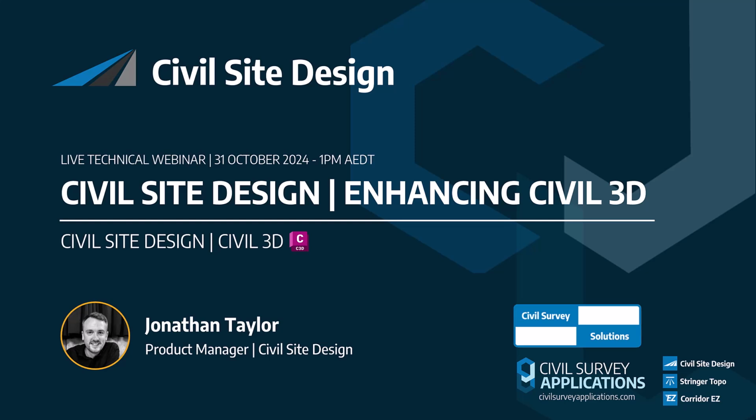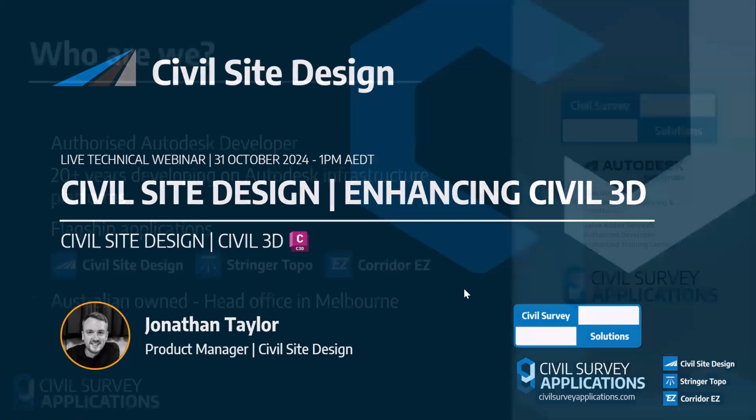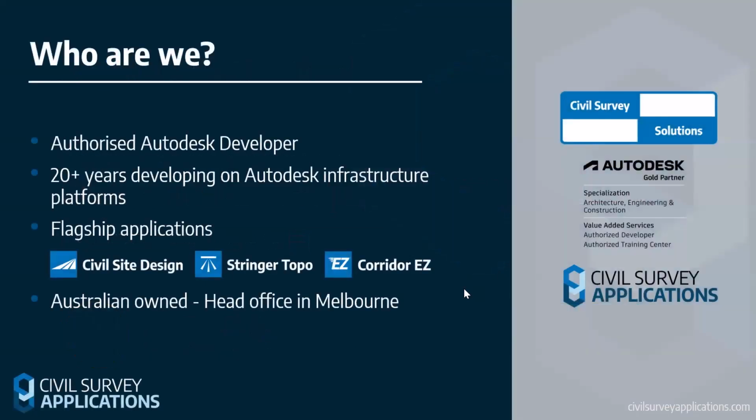Civil Survey Applications is a sister company of Civil Survey Solutions and is directly responsible for the development of tools such as Civil Site Design, Stringer Topo, and Corridor Easy. For those of you who are not aware, these tools operate on top of an underlying CAD system, the most robust being Civil 3D. The software has a long history in Australia, dating back over 20 years, and is solely developed here in Australia, primarily from our headquarters here in Melbourne.